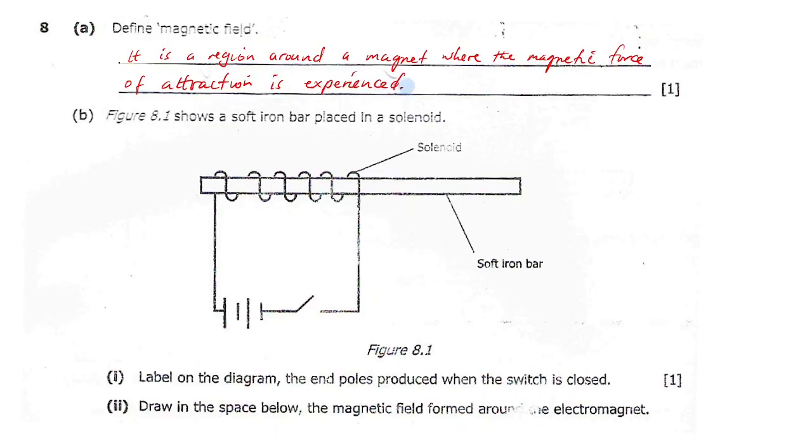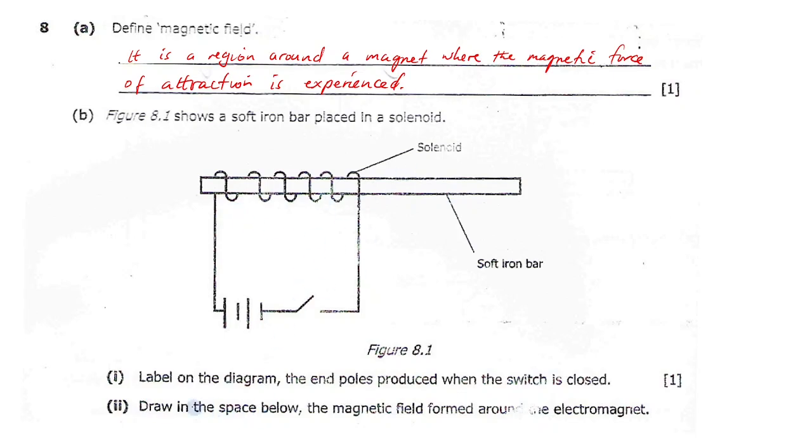So when you bring a metal closer to a magnet, that region where the attraction starts from is what we call the magnetic field. So it is a region around a magnet where the magnetic force of attraction is experienced. Part B, figure 8.1, shows a soft iron bar placed in a solenoid.